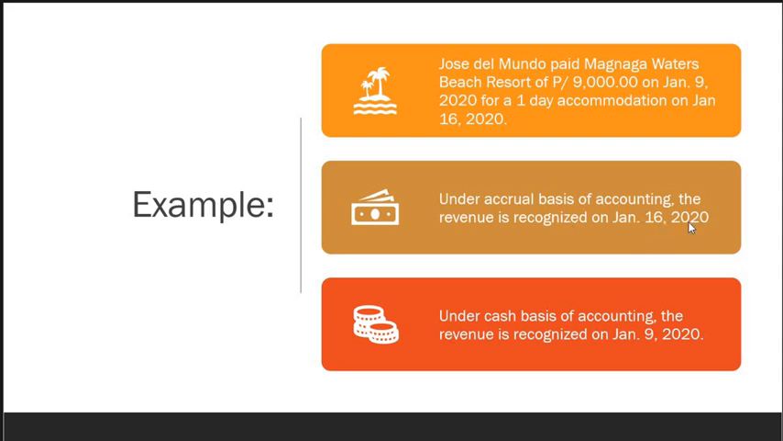only on January 16. Kasi it is the time when Jose del Mundo will be availing of the accommodation or the services of Magnagar Waters Beach Resort. So that's the time when Magnagar can really say that they have already earned the revenue. So under accrual basis, January 16 is the day to recognize the revenue. However, under the cash basis, since Magnagar Waters already collected 9,000 on January 9, the revenue is recognized on that day, January 9, 2020. So that is cash basis. Kung kailan mo na-receive yung cash, doon natin siya i-recognize as income.